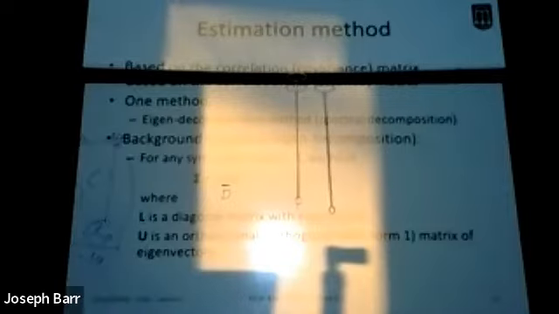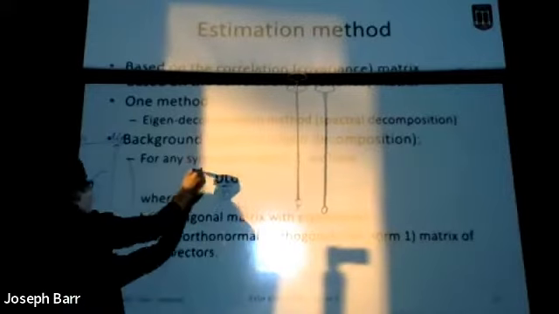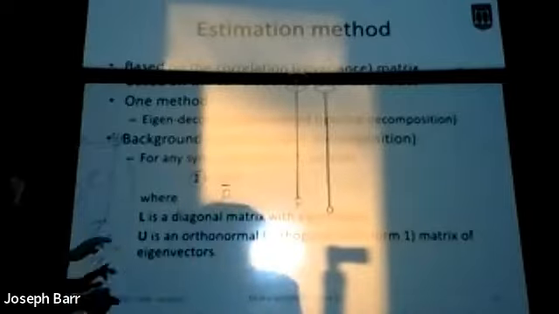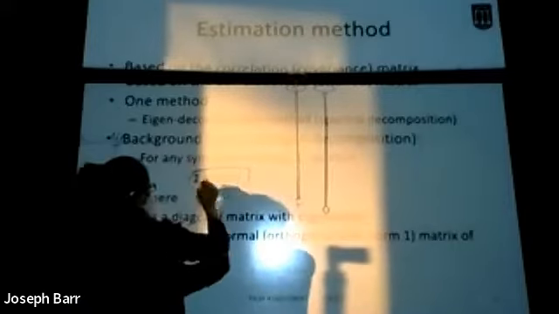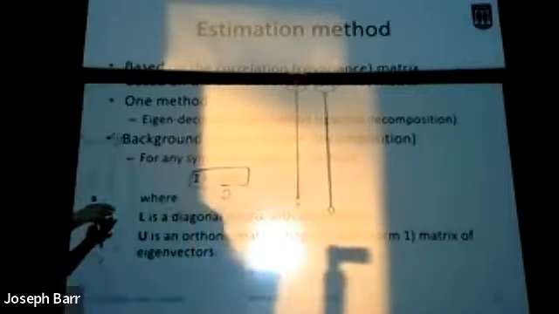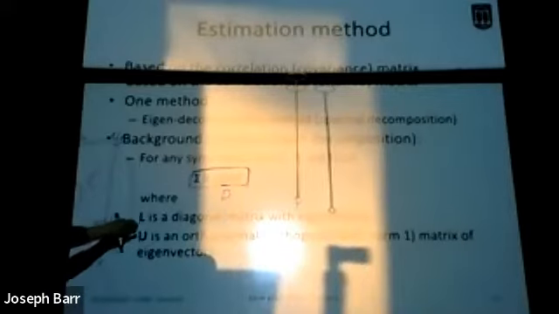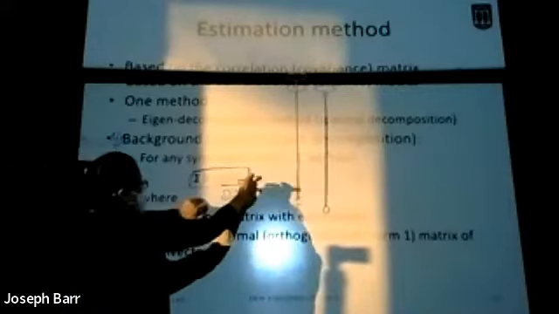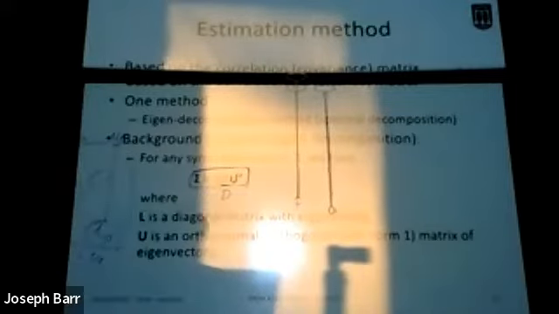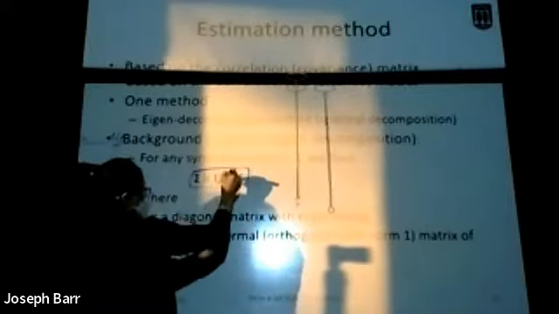So we just did the exercise. Based on the covariance matrix, we can calculate the eigenvalues and also the eigenvectors, so we can get this decomposition. This is called eigen decomposition. It is the U matrix times the diagonal matrix, times the transpose of the U matrix. All of these are known here.